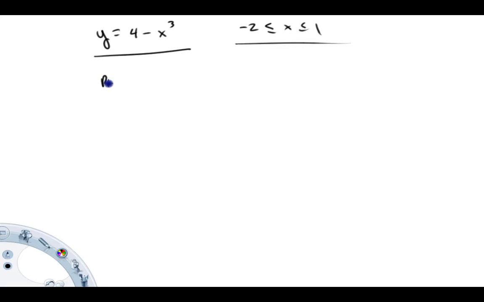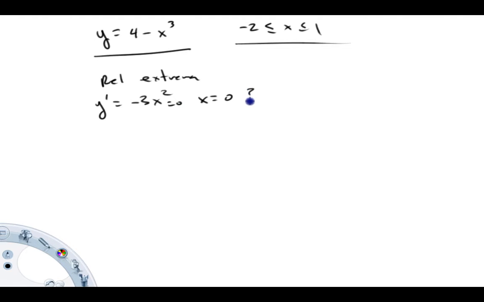To find relative extreme values, relative mins or maxes, which I'll call relative extrema, we look at the derivative of this function, y prime. Its derivative is minus 3x squared. So this has a relative extrema candidate at x equals 0, because if I set this equal to 0 and solve for x, the solution is x equals 0.